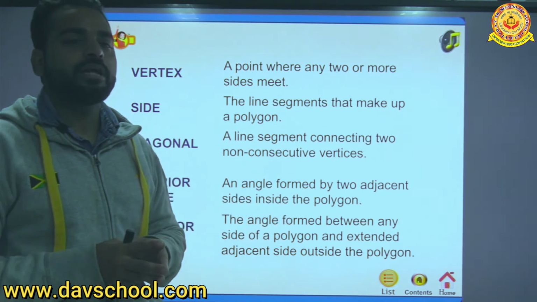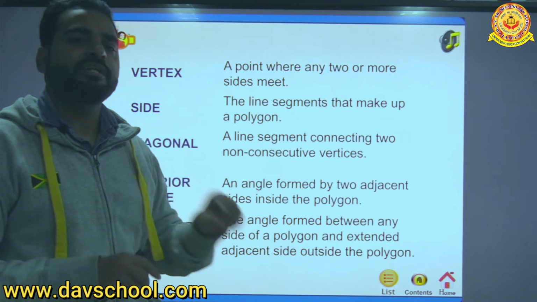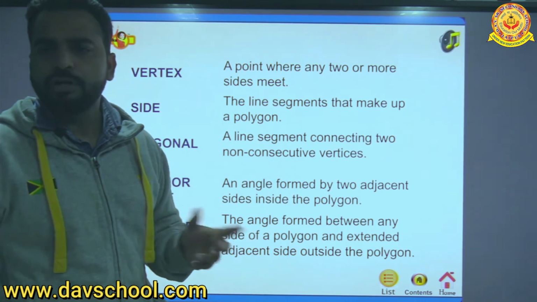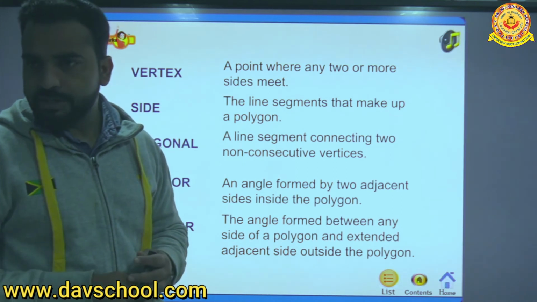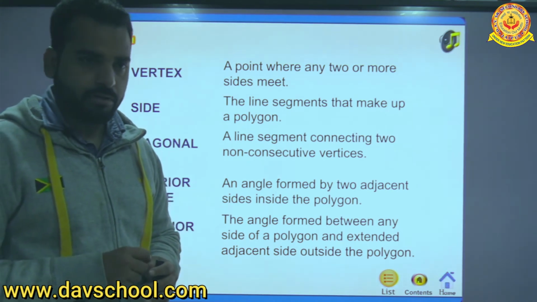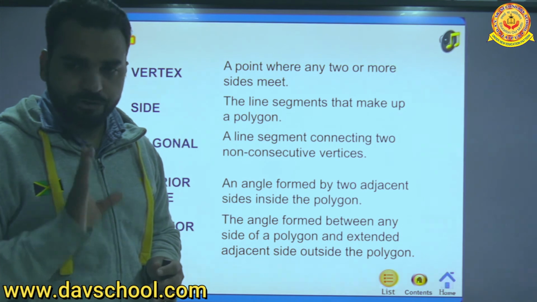But if the numbers are non-consecutive, that means they are just random numbers. 2 and 4, these are random numbers. We cannot call them consecutive numbers. These are non-consecutive numbers. Is it clear? What are consecutive and non-consecutive?